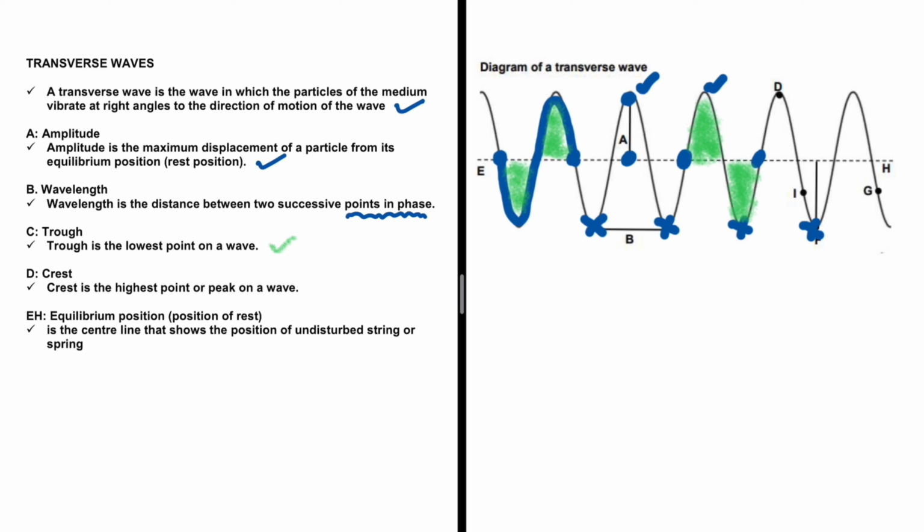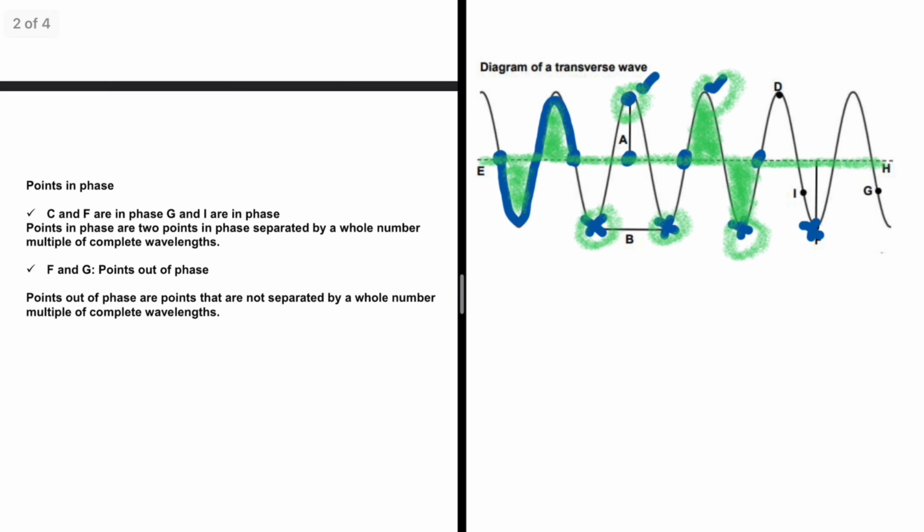And then see, we have a trough. Trough is our lowest point right here, like we have talked about. And then crest, our highest point or peak on a wave right here. And then equilibrium position, the line that shows the position of undisturbed string or spring. This line that is dotted in our case. So there we go. Those are the basics we are interested in transverse waves. Next, we're going to talk about points being in phase and out of phase. So let's go ahead and do that.